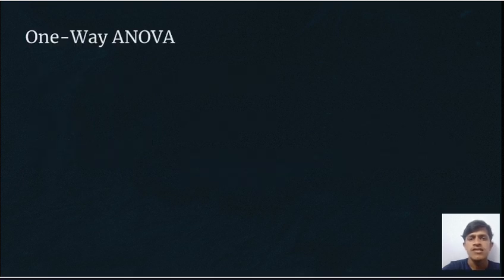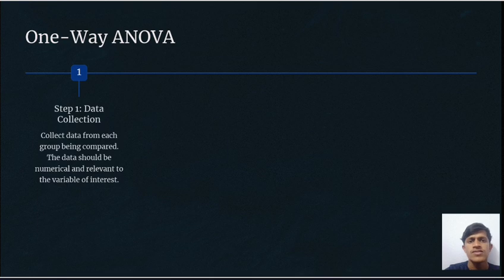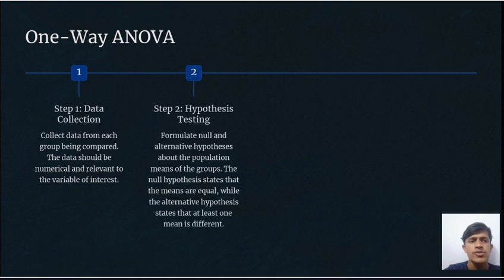Next, let us see the types of ANOVA, in which the first one is one-way ANOVA. In one-way ANOVA, the first step is data collection. Collect data from each group being compared. The data should be numerical and relevant to the variable of interest. Second, hypothesis testing. Formulate null and alternate hypotheses about the population means of the groups. The null hypothesis states that the means are equal, while the alternate hypothesis states that at least one mean is different.